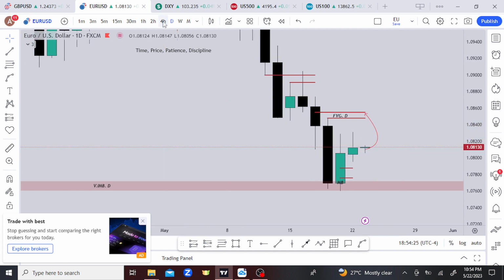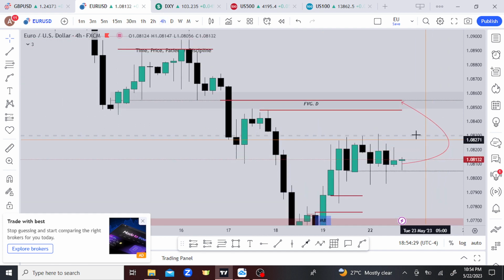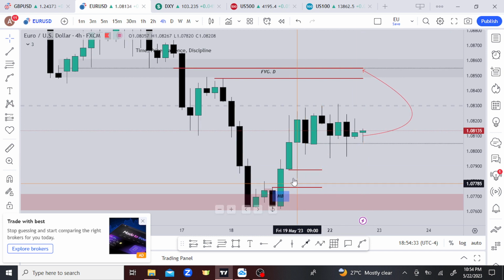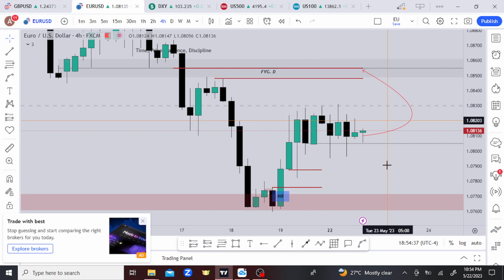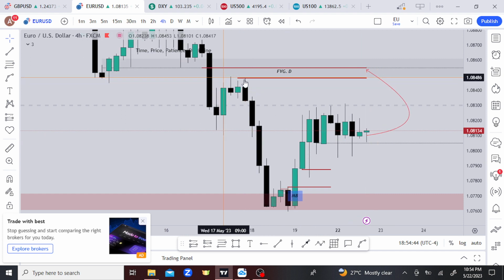Let's go to the 4-hour chart. In the 4-hour chart, you can see that we are respecting bullish PD arrays. This bullish fair value gap was respected nicely, and price has rejected, showing willingness to what? To go for this level here. So this will be a buy side liquidity.